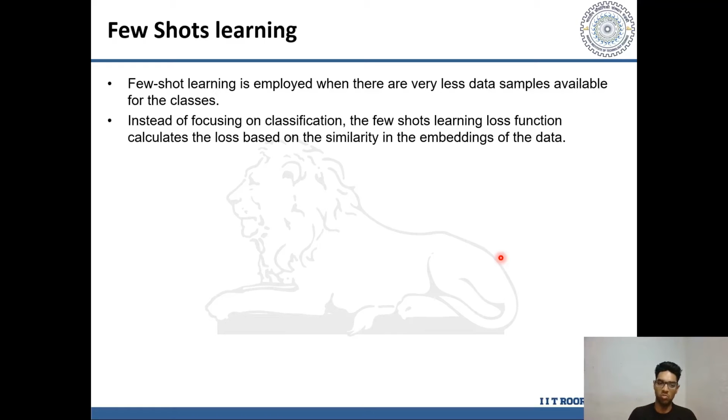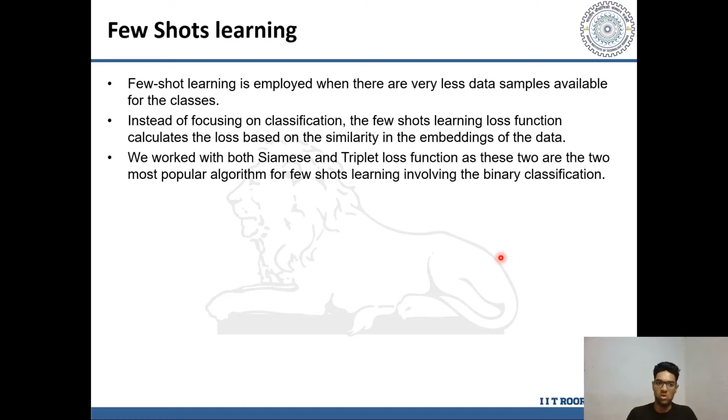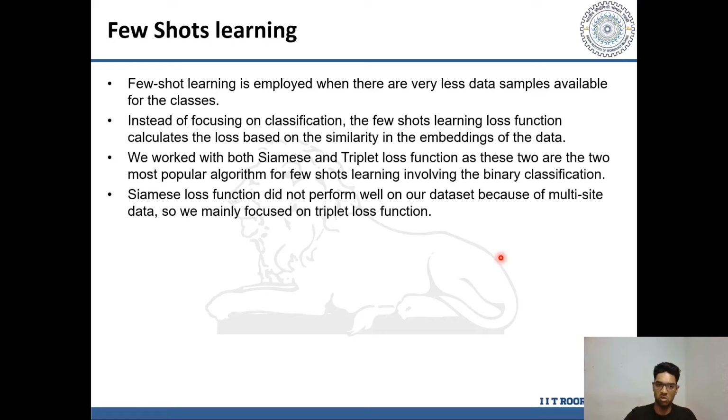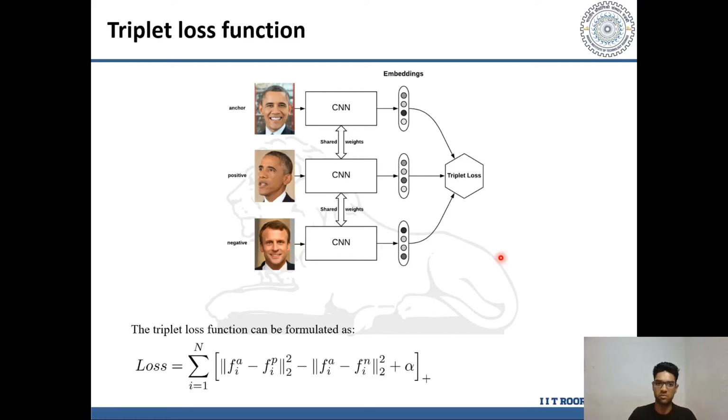So whether it belongs more towards the patient or the healthy controls, it will classify accordingly based on a threshold of 0.5. Here we tried both Siamese and triplet loss functions, but the Siamese loss function didn't perform that well for the multi-site data set. So that's why we focused on the triplet loss function.